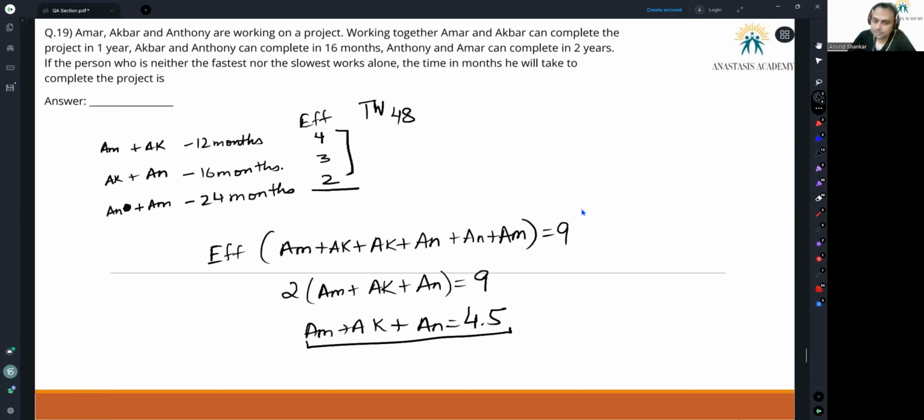Once you reach this, their cumulative efficiency, all three of them together, is 4.5. See, from this group, who is missing? Amar, Akbar. Anthony is missing, and his efficiency should be 0.5. From this group, who is missing? Amar is missing, and his efficiency should be 1.5. From this group, Akbar is missing, and his efficiency should be 2.5, because the total is supposed to be 4.5.